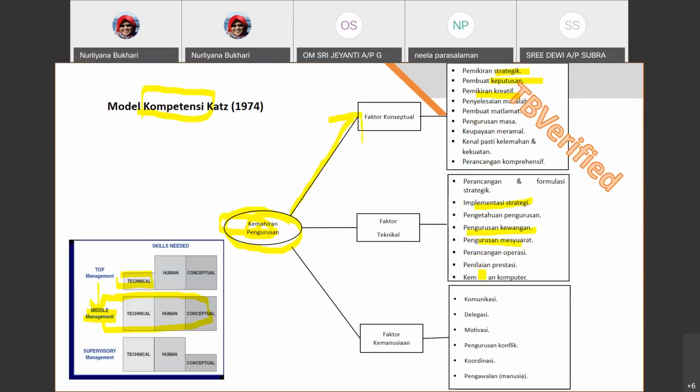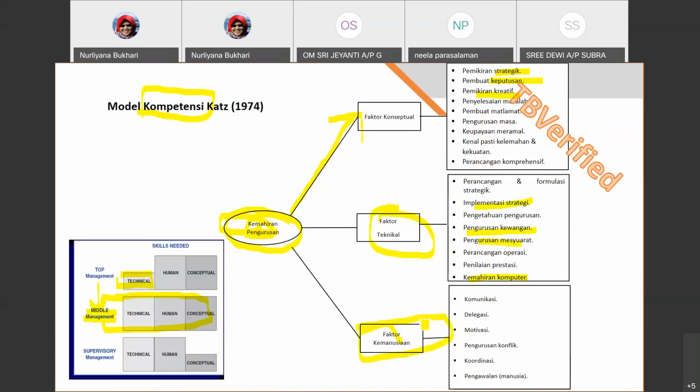They need to see how to do the performance appraisal, using computers. Those are technical competencies for middle leaders. But top management, they're not required as much. That's what the theory is saying. Same.